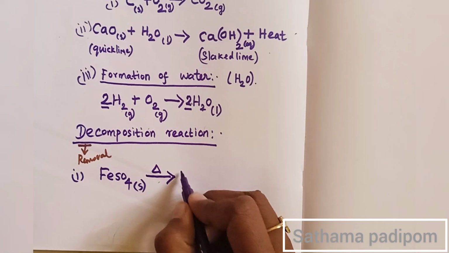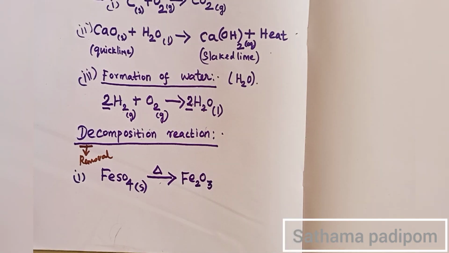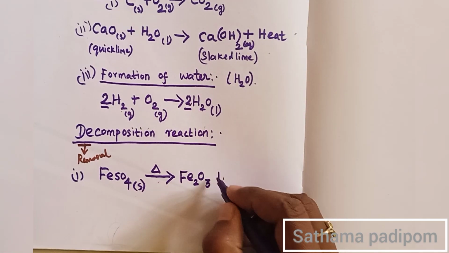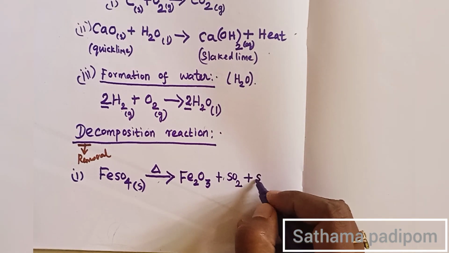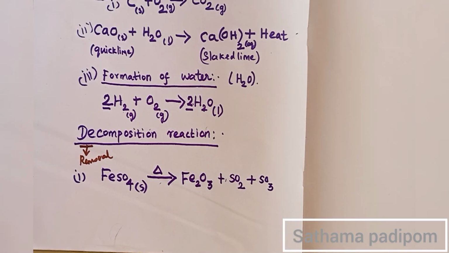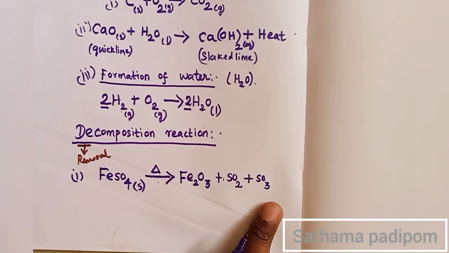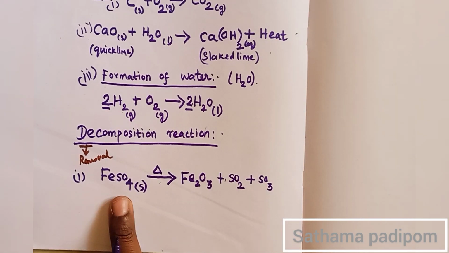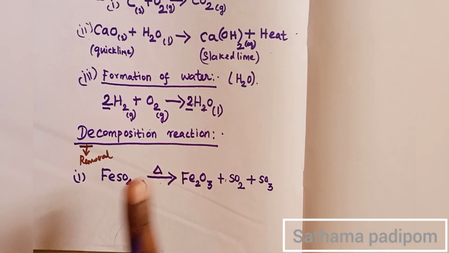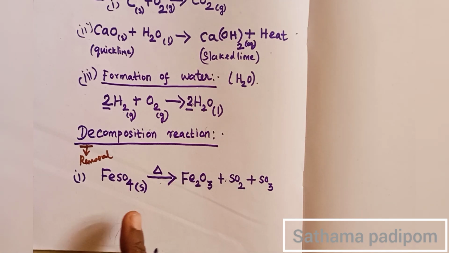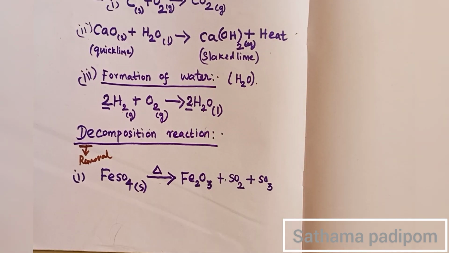So how is it getting decomposed? Look at that. Ferric oxide, Fe2O3, and sulfur dioxide molecule and sulfur trioxide molecule. Okay, ferric oxide, sulfur dioxide, sulfur trioxide. Okay, FeSO4 on heating decomposes into ferric oxide and sulfur dioxide and sulfur trioxide gas.